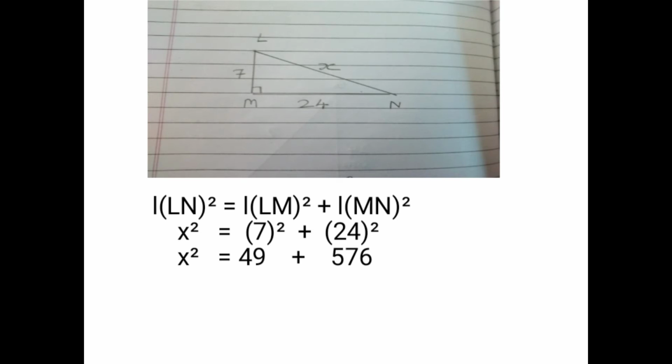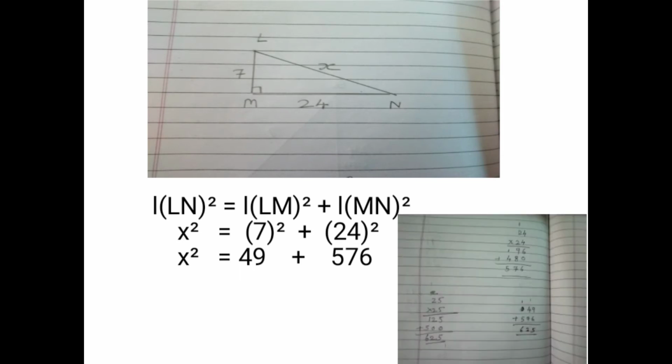X square is equal to 7 square plus 24 square. X square is equal to 7 square, which means 7 multiplied by 7. Square of 7 means 7 into 7, 7 sevens are 49, plus square of 24. 24 square means 24 into 24. The answer is 576. I have done the multiplication here. Look carefully. X square is equal to 625. X is equal to square root of 625.